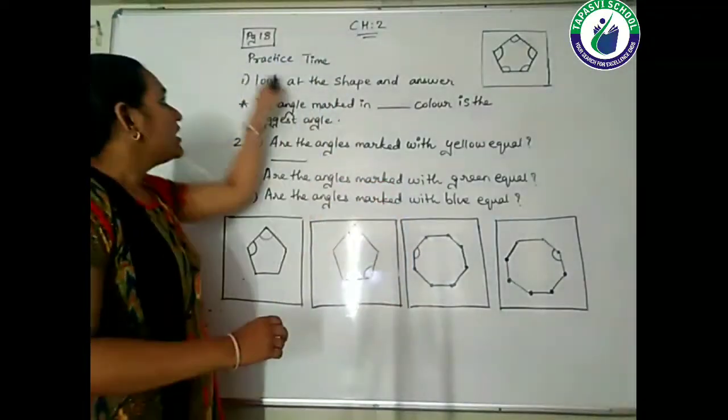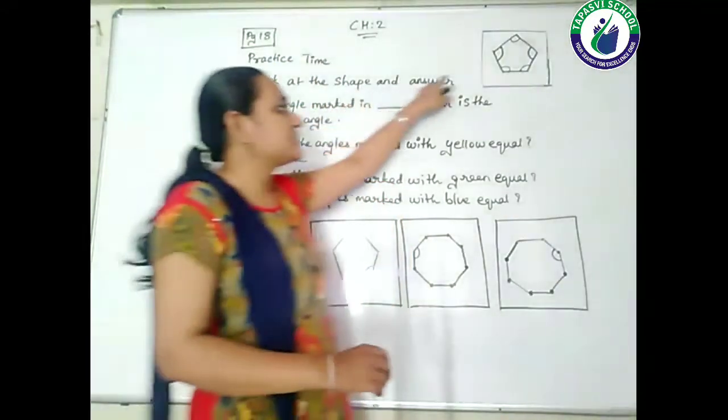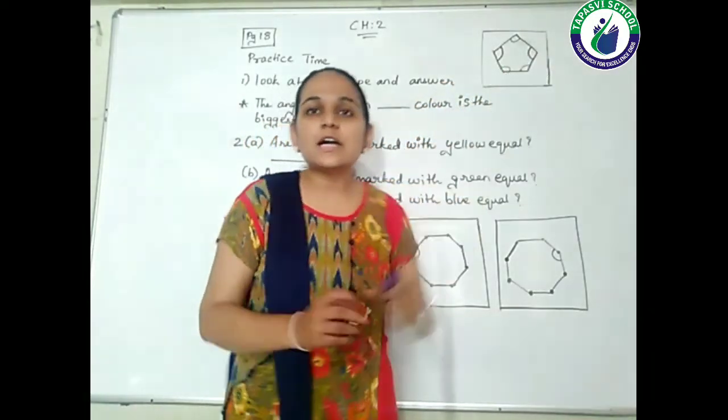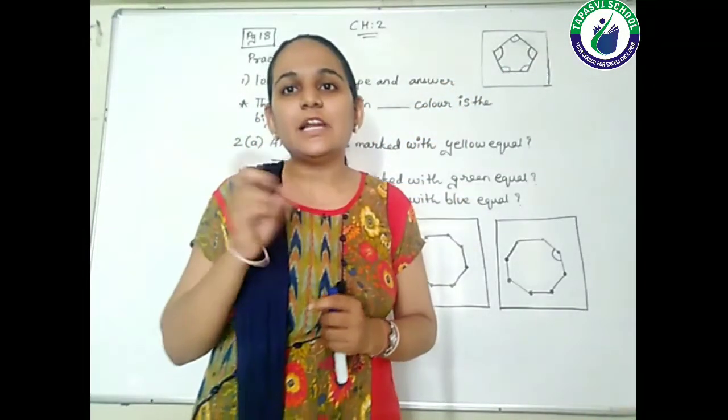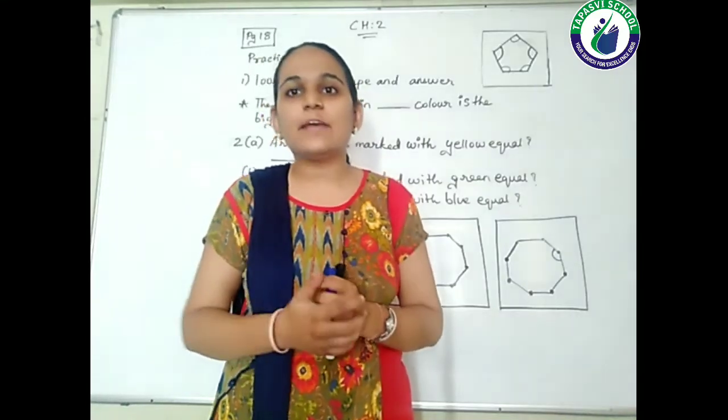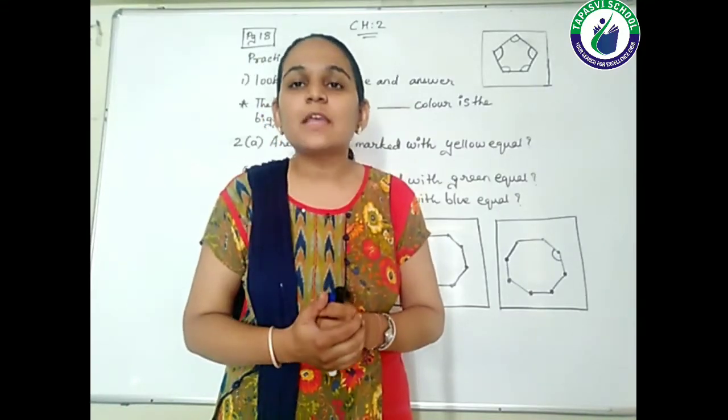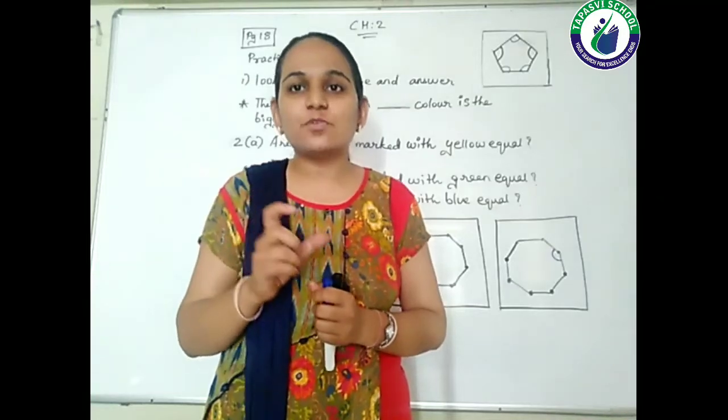Let's see the questions, students. First question is: look at the shape and answer. That means you have to look at this shape. See students, there can be a little bit of color differences, because I don't have the appropriate color markers with me. So you just need to look into the textbook.